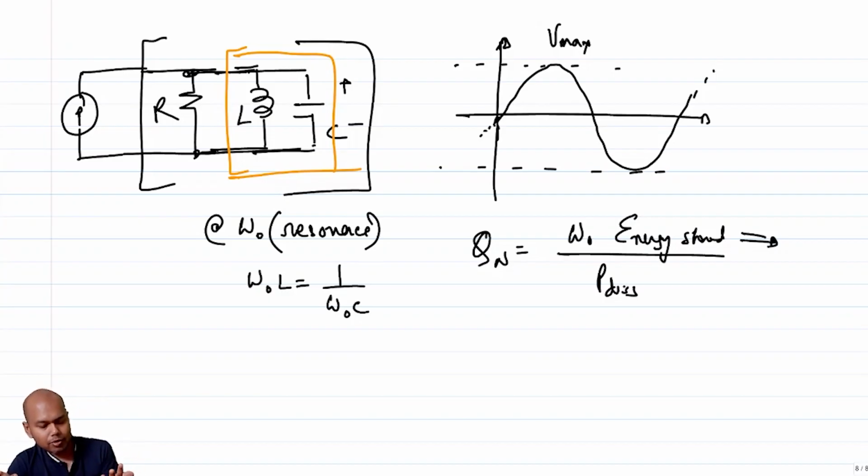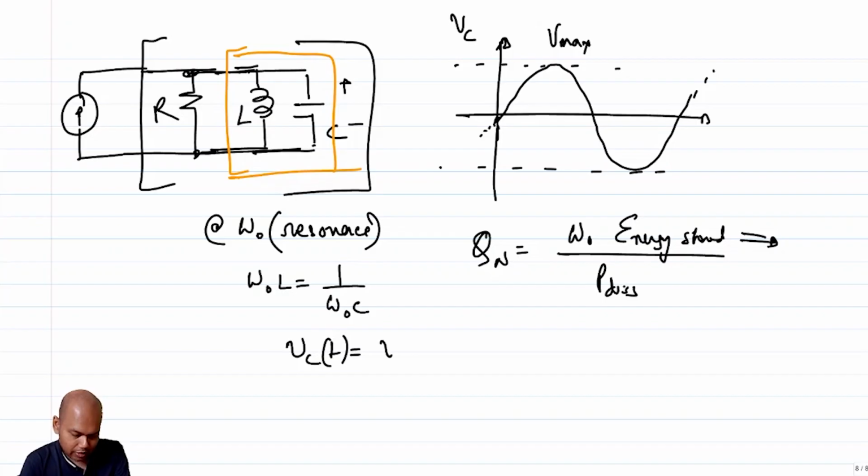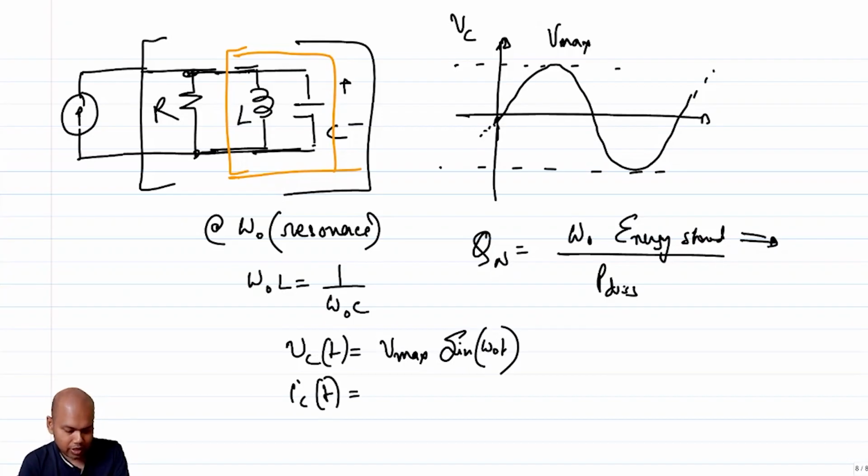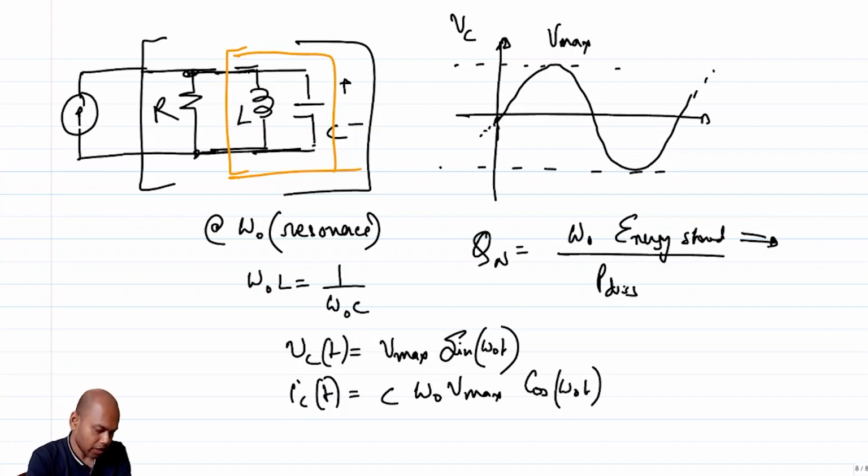Another way to think about it: if this is your capacitor voltage, what is the capacitor current? Let's say your capacitor voltage waveform is VC(t) equals Vmax sine omega naught t. What is the current through the capacitor? IC(t) is C dV/dt, which means C omega naught Vmax cosine omega naught t. So one is sine, the other is cosine, right? So it should basically look like this.